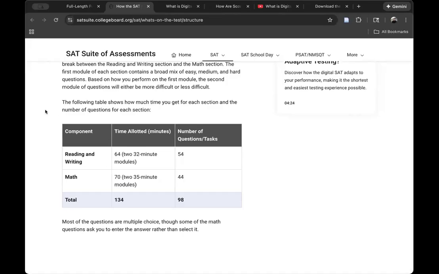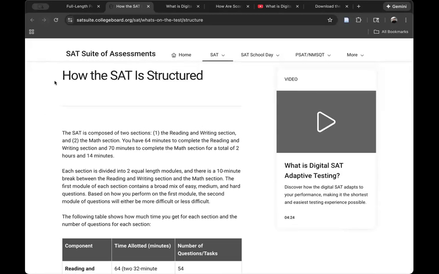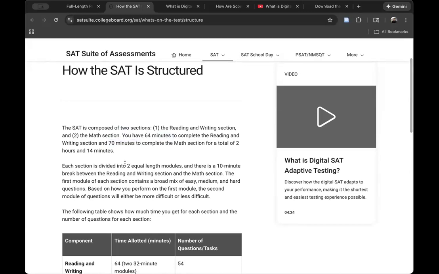So let's talk about the general SAT format for starters. The SAT is composed of two sections, reading and writing, which is a combined section, and the math section. The reading and writing section is 64 minutes, just over an hour. The math section is an hour and 10 minutes exactly. These sections are divided into two modules, and there's also a 10-minute break between the language arts section, which has the reading and writing, and the math section.